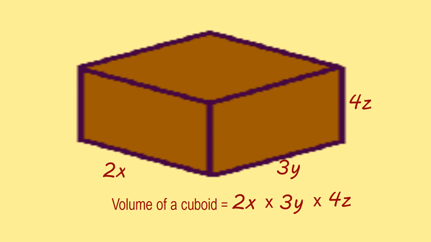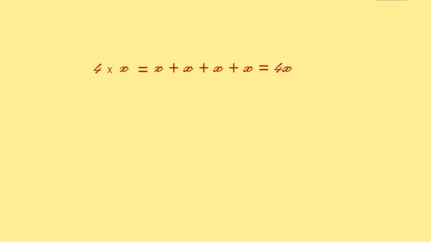Now let us see how we can multiply these. First, let us take multiplying a monomial by a monomial. Here, 4 into x means x you have to add 4 times: 1, 2, 3, 4. Then 4 times x we can write as 4x. Otherwise, 4x is equal to 4 into x. 4 and x we can call the factors of 4x.